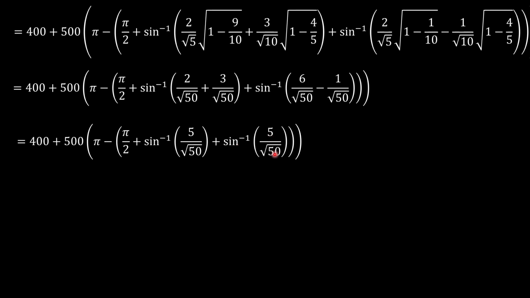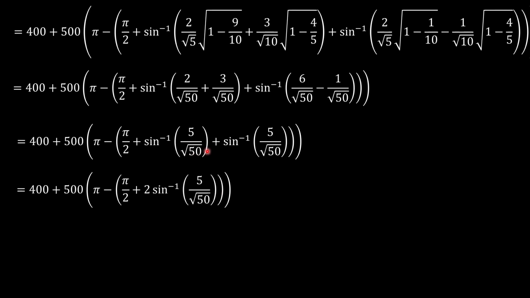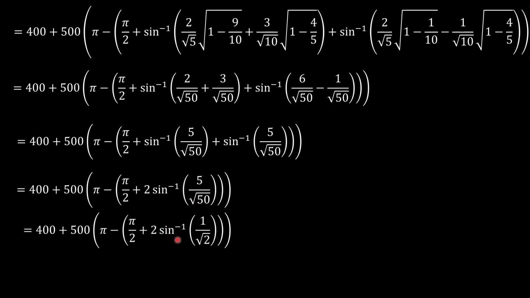And that becomes 400 plus 500 times pi minus pi over 2 arcsine 5 over root 50 plus arcsine 5 over root 50. These are the same thing, so we just bunch them as twice of that. And 5 over root 50 means that 50 is 25 times 2, so the square root of 25 is going to be 5. The 5 comes out, 5 and 5 cancel out, so we're remaining with 1 over root 2 from this.